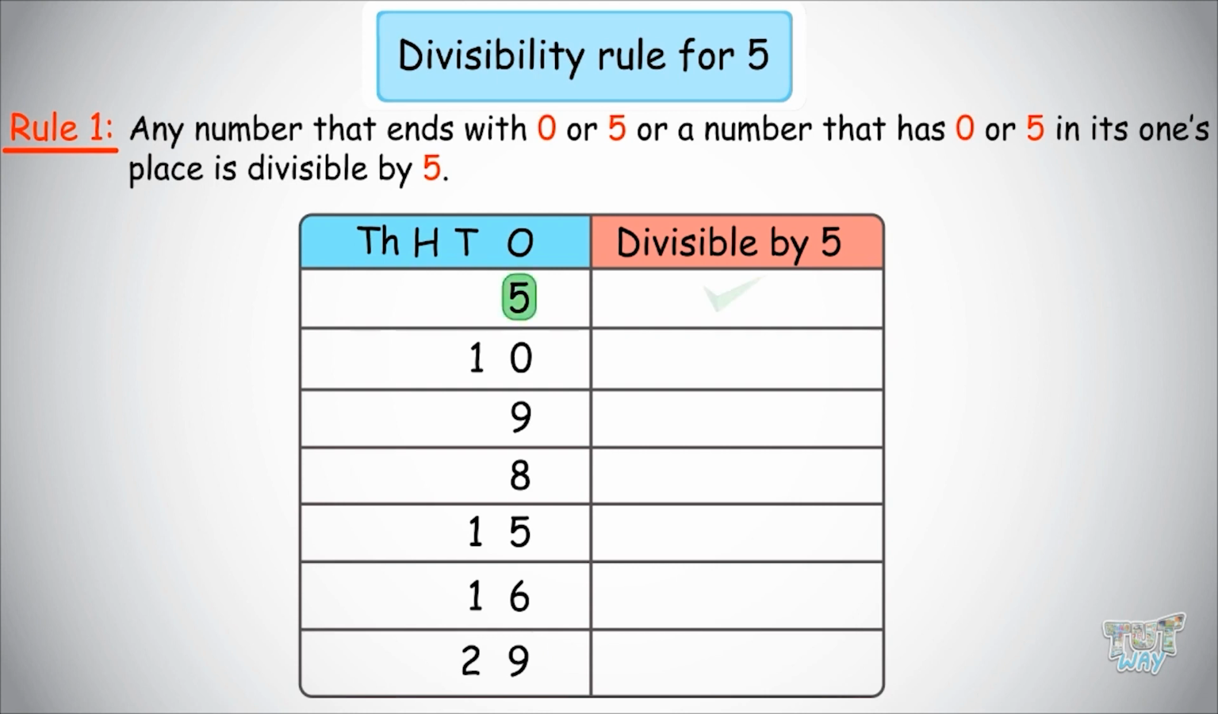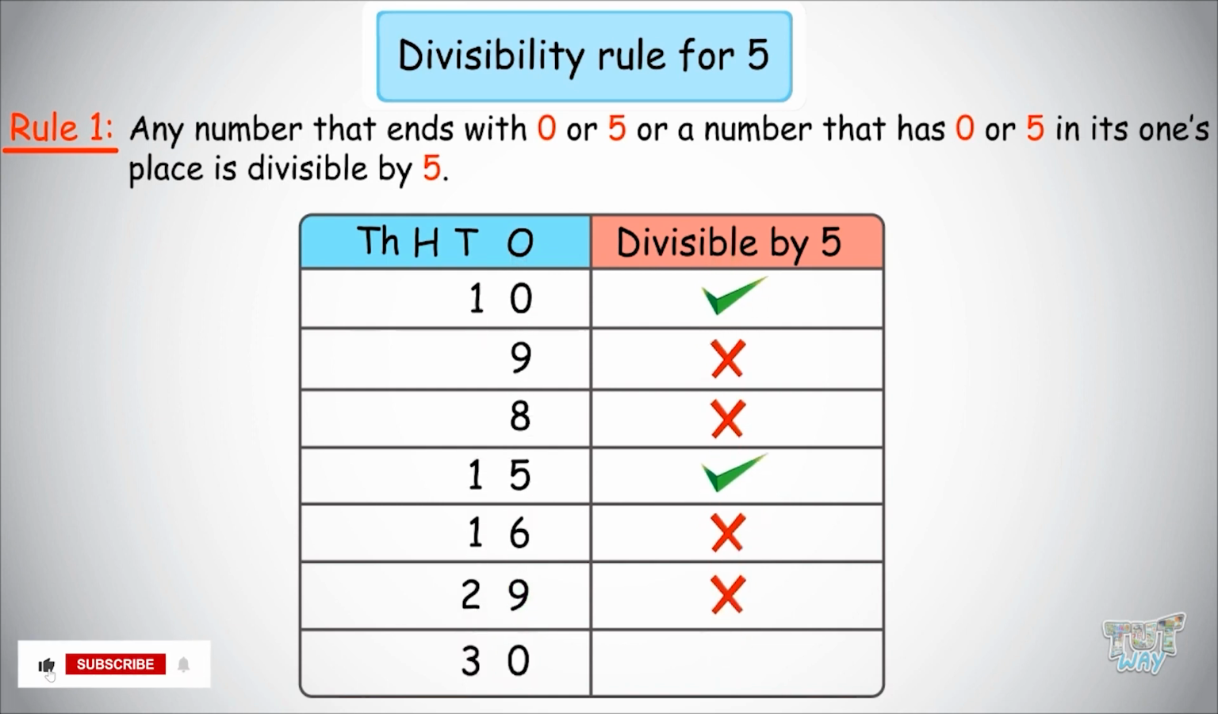5 will be definitely divisible by 5. 10, ones place is 0, so it is divisible by 5. 9, no, this is not divisible by 5 because it's a one-digit number, and other than 5, it is not divisible by 5. 8, no, this is not divisible by 5. 15, the ones place is 5, so yes, it is divisible by 5. 16, ones place is 6, so it's not divisible by 5. 29, ones place is 9, so it's not divisible by 5.